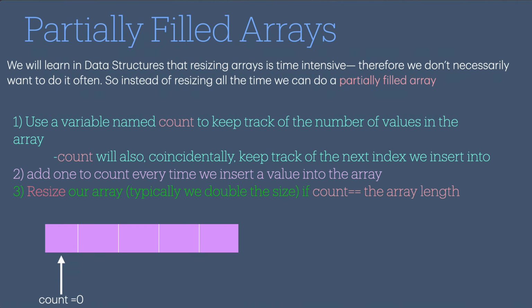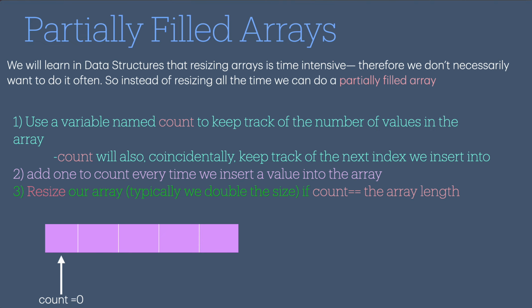The final thing I want to talk about today is partially filled arrays, okay? So we will learn in data structures that resizing arrays is time intensive. Therefore, we don't necessarily want to do it often. So instead of resizing all the time, we can do something called a partially filled array. What is a partially filled array? Well, a partially filled array is an array that isn't completely filled, and so if you add values to it, you can do it pretty quickly. You don't have to resize it because it's still got spaces. It's got empty spaces in it. So you can think of it as an array with empty spaces, okay?